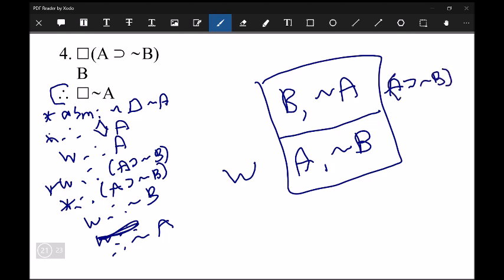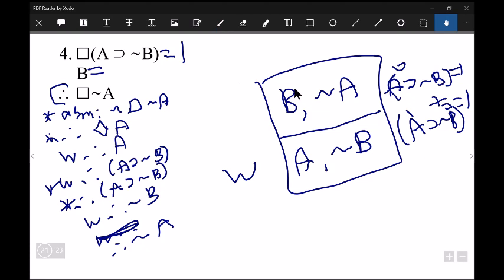So if A, then not B. Is that true in this first world? Yeah, because A is false. False implies anything is true. And here you have A implies not B, and A is true, and B is false, not B is true. So you have true implies true is true. So this is true in both worlds, so it's true in all worlds. B, you just look to the actual world because it doesn't have boxes or diamonds, and that's true.